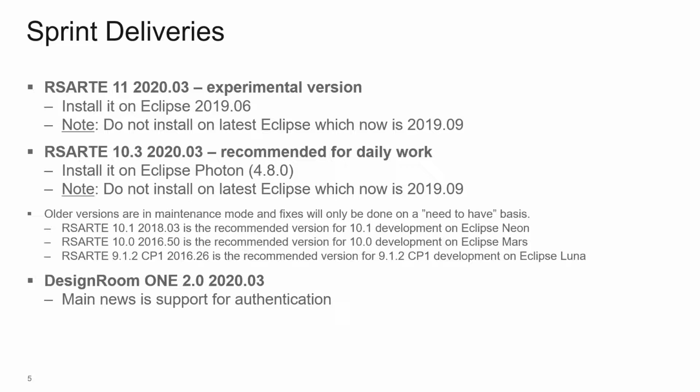And the deliveries in this sprint, we will deliver a new version of RSRT 11, 2020-03. This is still an experimental version, and you can test it by using Eclipse 2019-06. And then, of course, the main delivery is a new version of 10.3, 2020-03, which we recommend for daily work. That should be used with Photon. And all the other older versions of RSRT we did not update in this sprint.